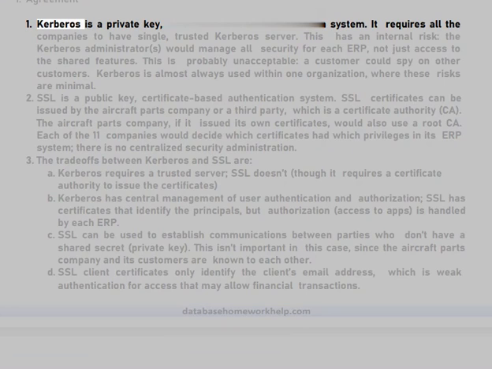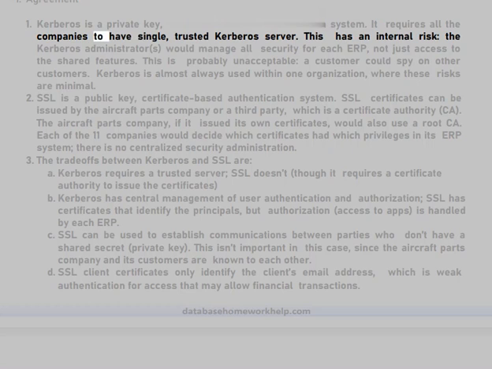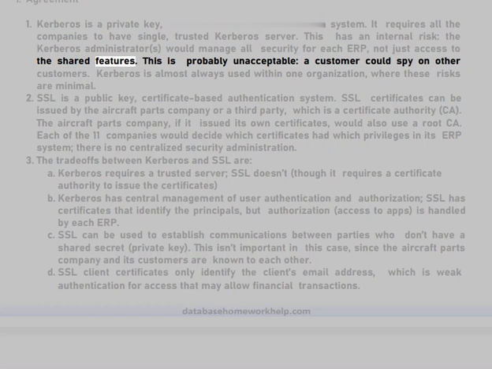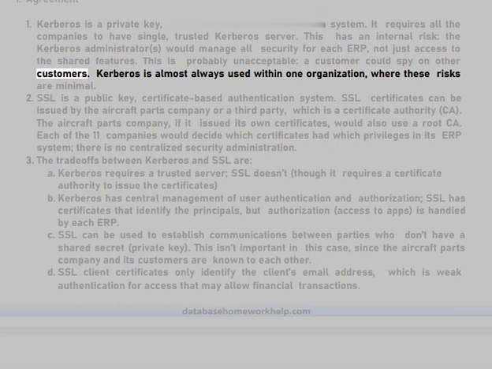1. Kerberos is a private key, trusted third-party authentication system. It requires all the companies to have a single, trusted Kerberos server. This has an internal risk. The Kerberos administrators would manage all security for each ERP, not just access to the shared features. This is probably unacceptable. A customer could spy on other customers. Kerberos is almost always used within one organization, where these risks are minimal.